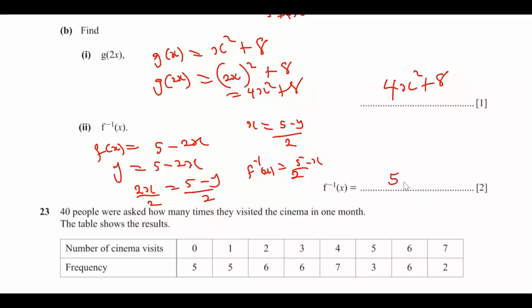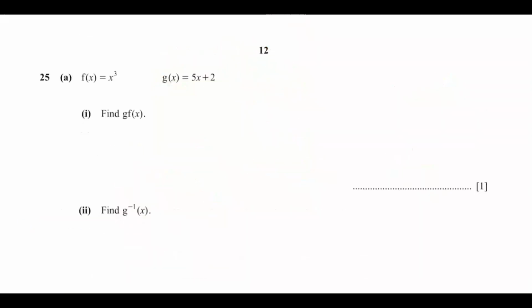So you have 5 minus x over 2. That will be the inverse of f(x). So we are not interested in this question. So let's go to the next one. This will be question 25 of paper 058022 October November 2023. So we have f(x) and then g(x) respectively.